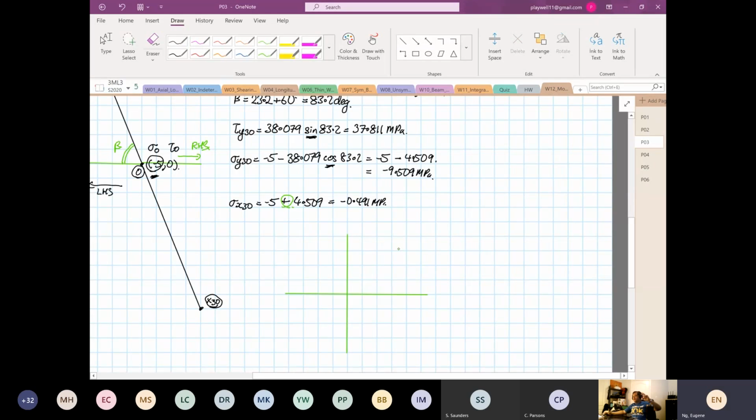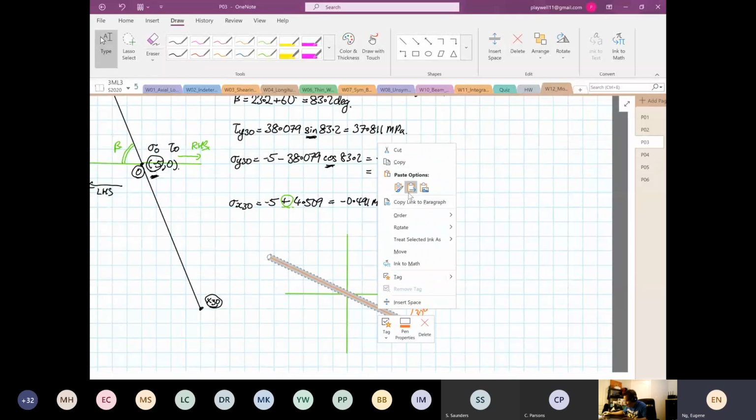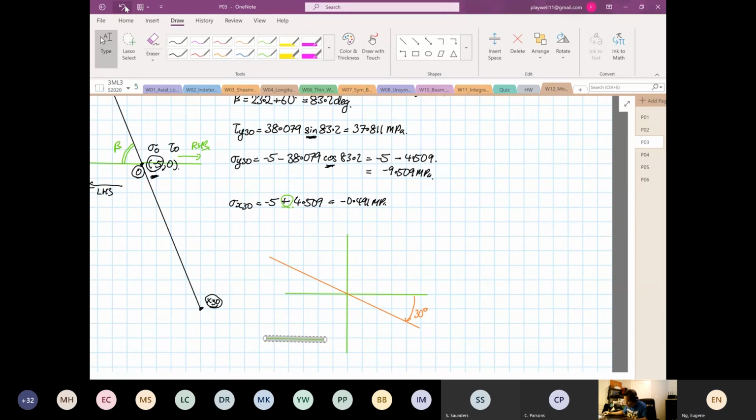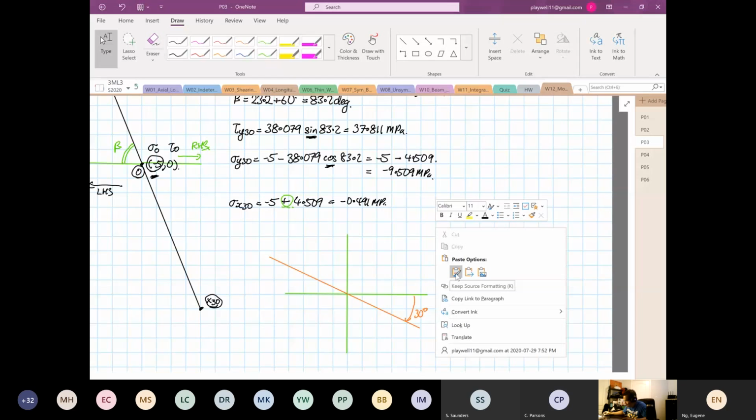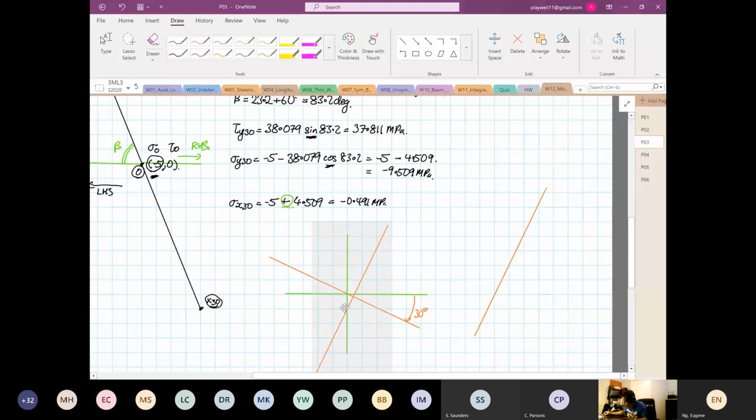So now the element rotates clockwise by 30 degrees. I'm going to eyeball this 30 degrees. Clockwise rotation 30. So this is my element rotating clockwise 30 degrees. With that, I construct the other line. That's our 30. Then we're going to sketch our element.